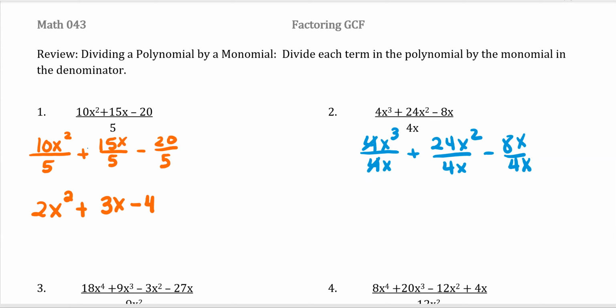4 divided by 4 is 1. X cubed divided by x. Recall your exponent rules. When you are dividing, same base, keep the base and subtract the exponents. 3 minus 1 is 2. You could also think of this as x times x times x divided by x, where 1x in both the numerator and the denominator would divide out. So you are left with x squared in the numerator plus 6x minus 2.